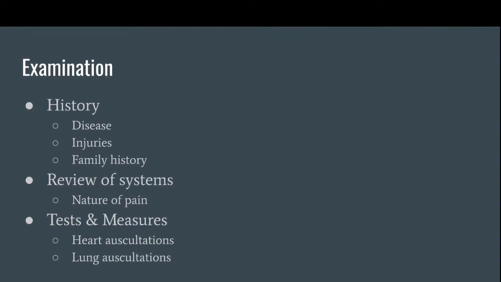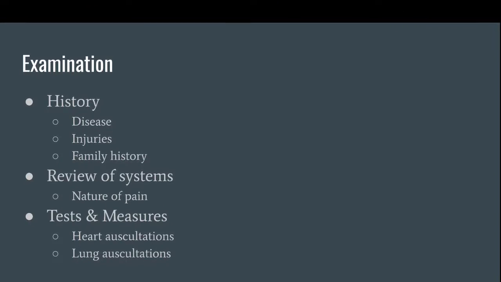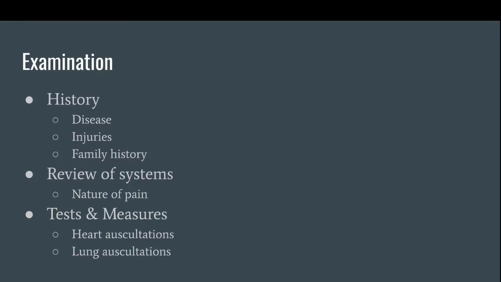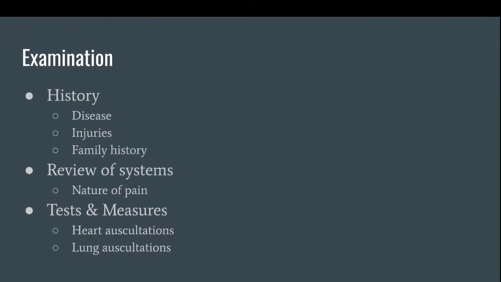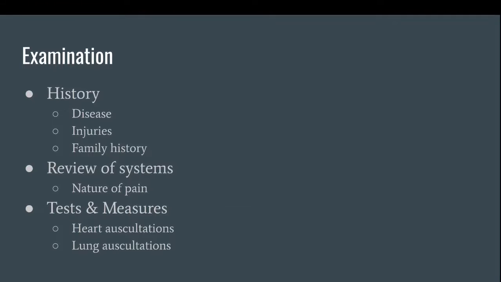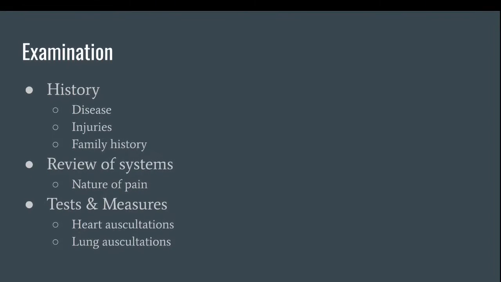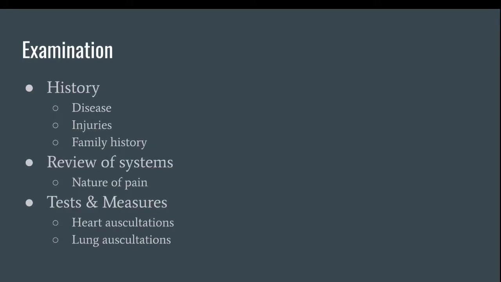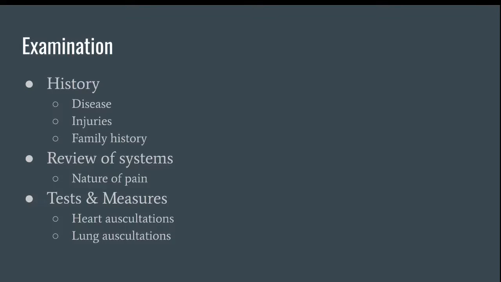Within the history, we must ask about disease, injuries, surgeries, family history, medications, etc. Within the review of systems, it's more important to focus on the nature of the pain or any referred pain. And then in the tests and measures today, specifically, we will be focused on heart auscultations and lung auscultations. And lastly, ankle brachial index.